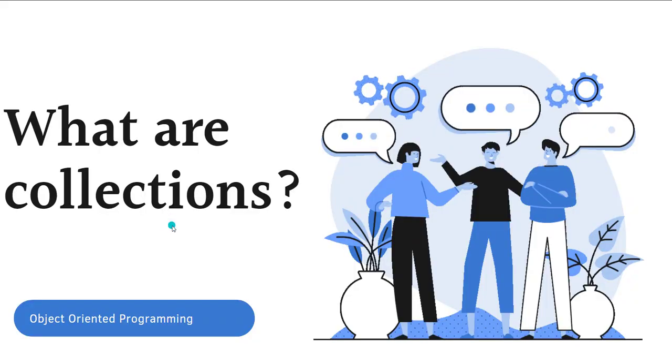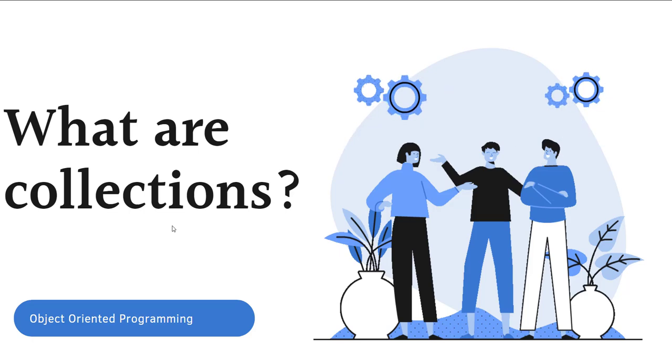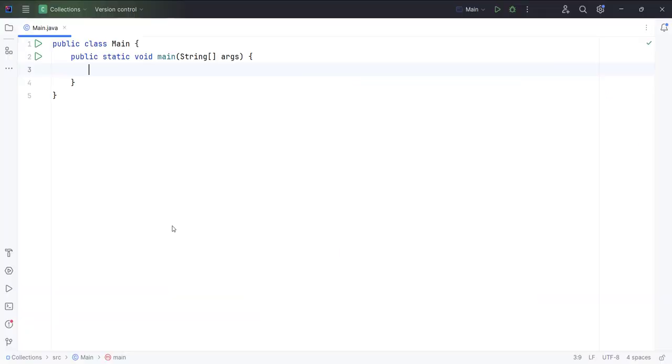Hey guys, now it's time to continue our discussion about collections, and in this video we're going to see what are maps. So let's open IntelliJ IDE. So maps are collections which can store key value pairs, and to declare a map we simply type here map.